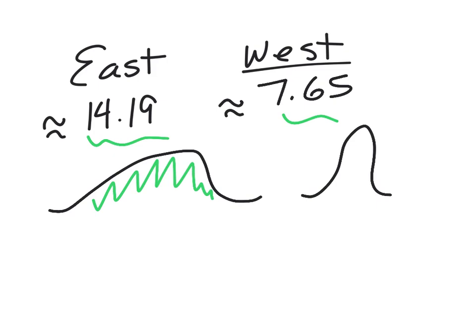So for part F, you should have put in the correct standard deviations into the fill-in boxes, and then you should have said that these values are consistent with our answer in part D, because we said that the East histogram was more spread out, so the East standard deviation should have been larger. And as you can see, it's almost twice as much.